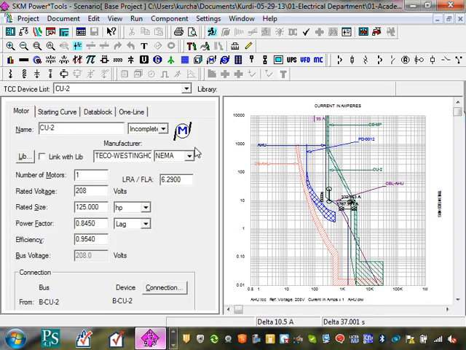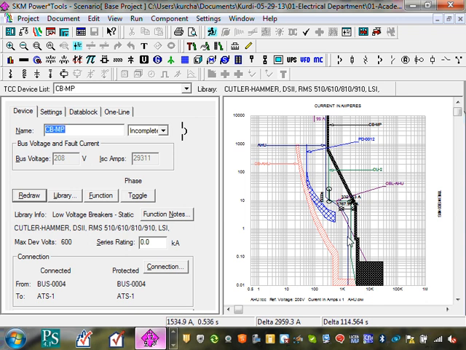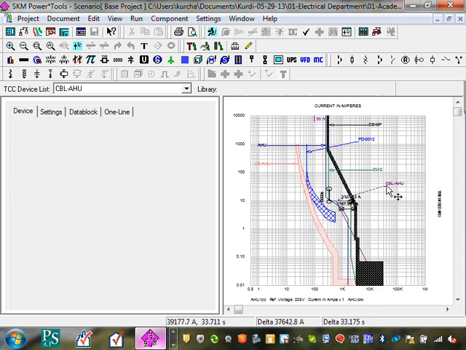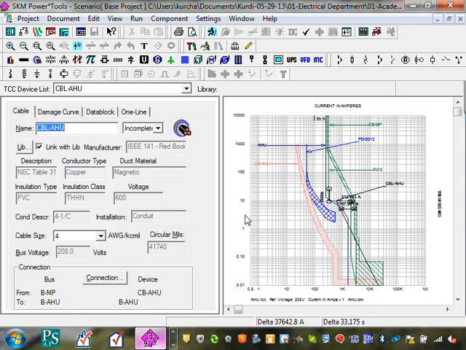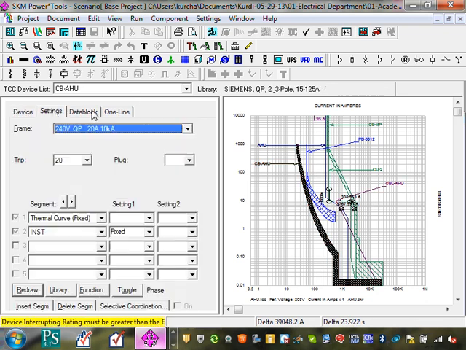Let me go see the curve. Can you guys see the curve, the starting curve of the air handling unit right here? So I am fully coordinated between this curve and this little curve. And this is my overload. Let me see if I can set my overload.